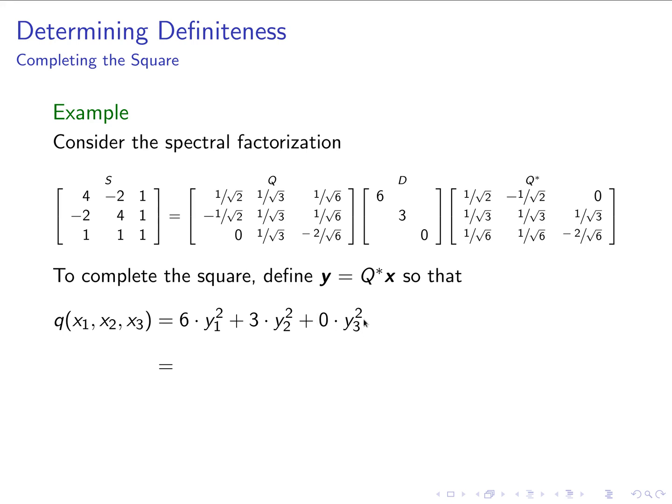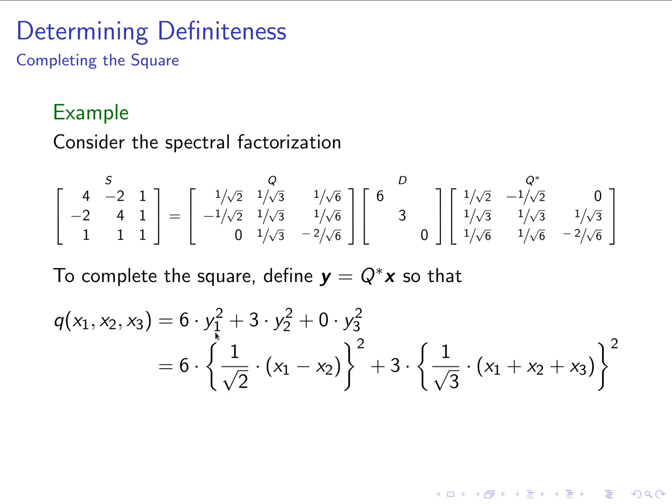So this third term will drop out because we're multiplying by 0. But what are the other two terms in terms of the x's? Well, if we look at y1, y1 should be the first coordinate of q star multiplied by the variable vector x, which is really the first row of q star, 1 over root 2, negative 1 over root 2, 0, multiplied by the vector x1, x2, x3. And that product ends up giving us 1 over root 2 multiplied by the quantity x1 minus x2. So that's our expression for y1, which we should then square according to our formula.